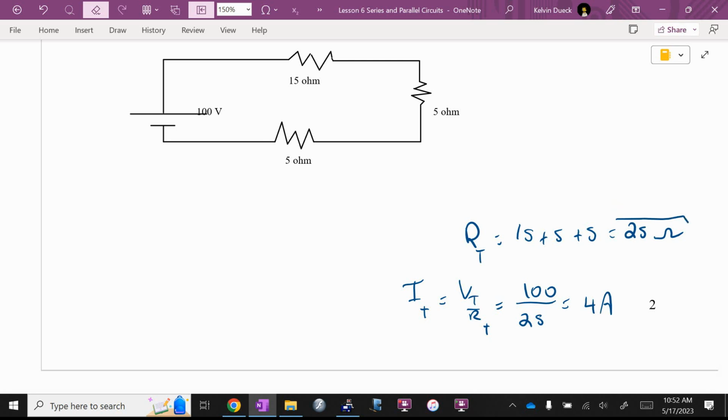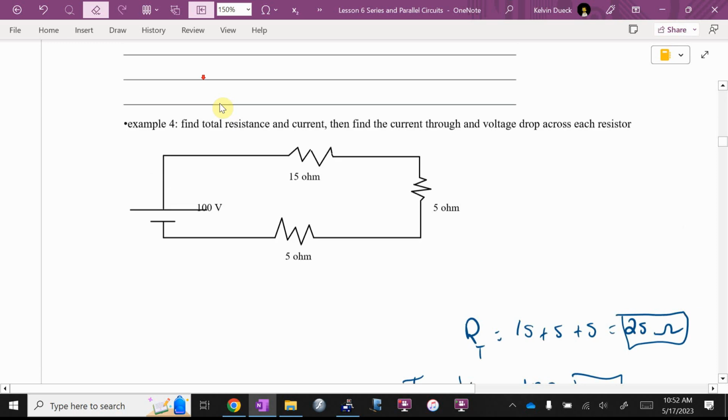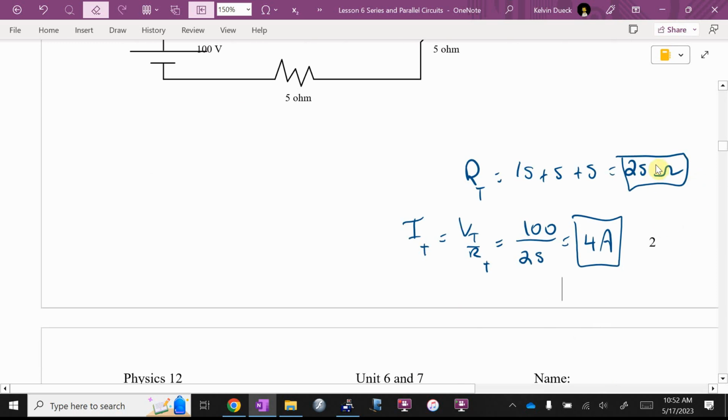So they wanted me to find R total. Did I find R total? I'll put a box around it. They want me to find I total. Did I find I total? I'll put a box around it. What else did they want me to do? Read the instructions. What else did they want me to do? Already did that. I said R total, I total. What else did they want me to do?